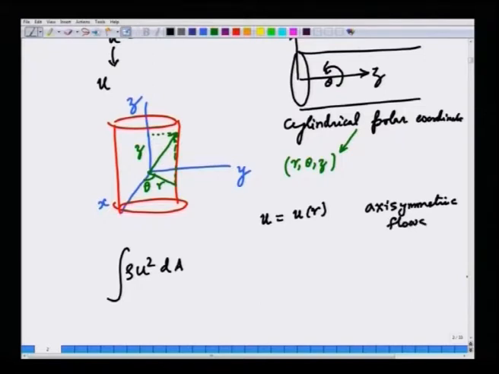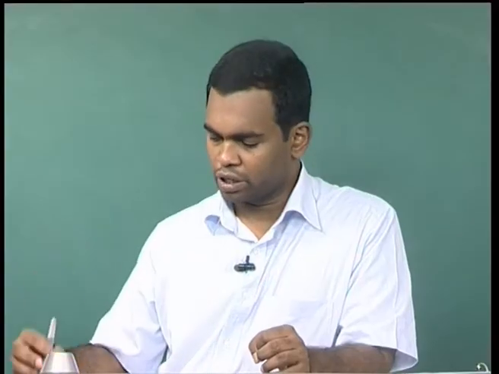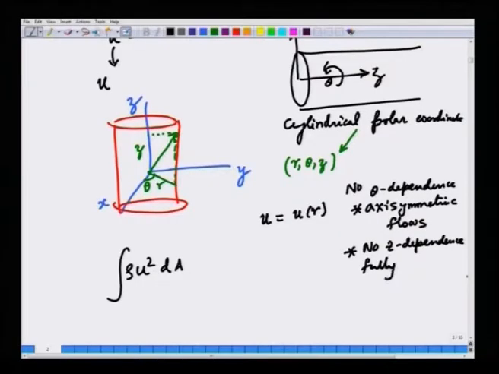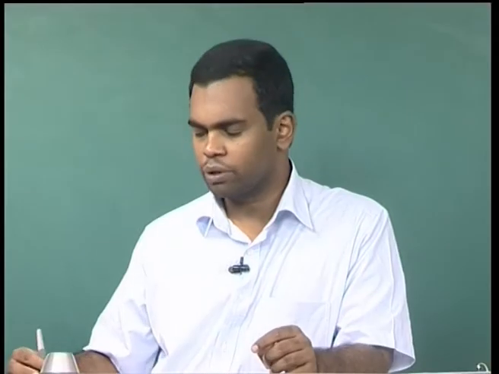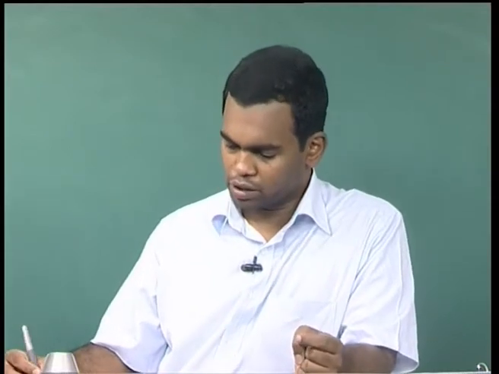Such flows are called axisymmetric flows, which means no theta dependence. The flow is also independent of the z direction. So, no z dependence, that is, the velocity in the z direction is independent of the z coordinate itself. Such flows are called fully developed flows. We will of course discuss these assumptions a little later when we do differential balances. Now, I am just stating it as a fact.